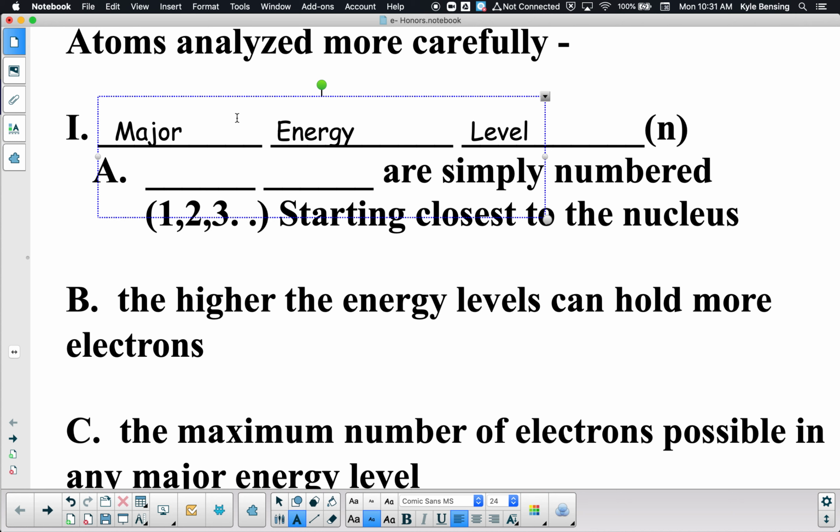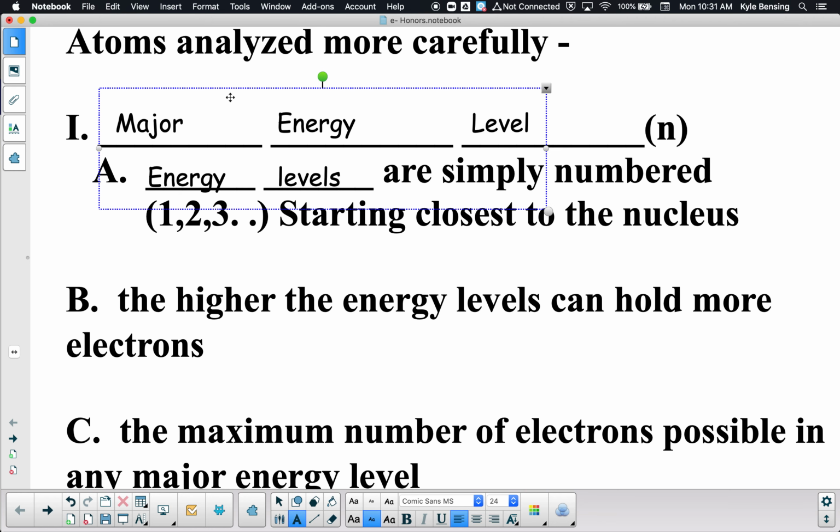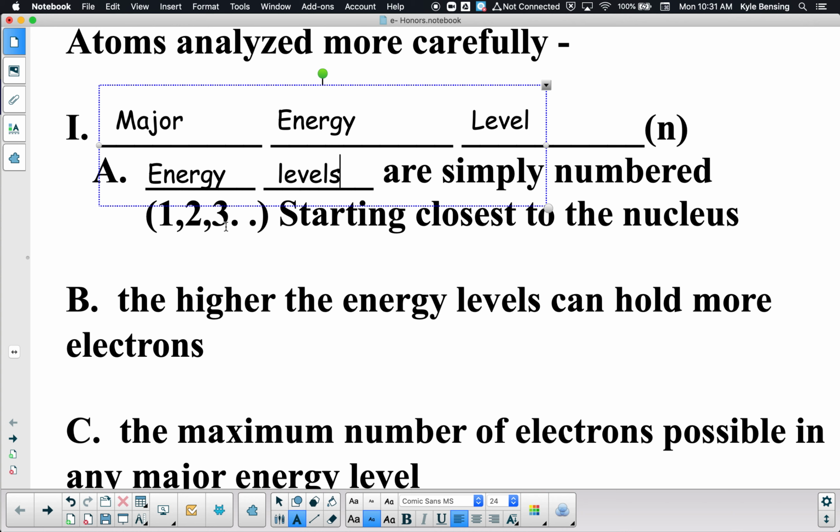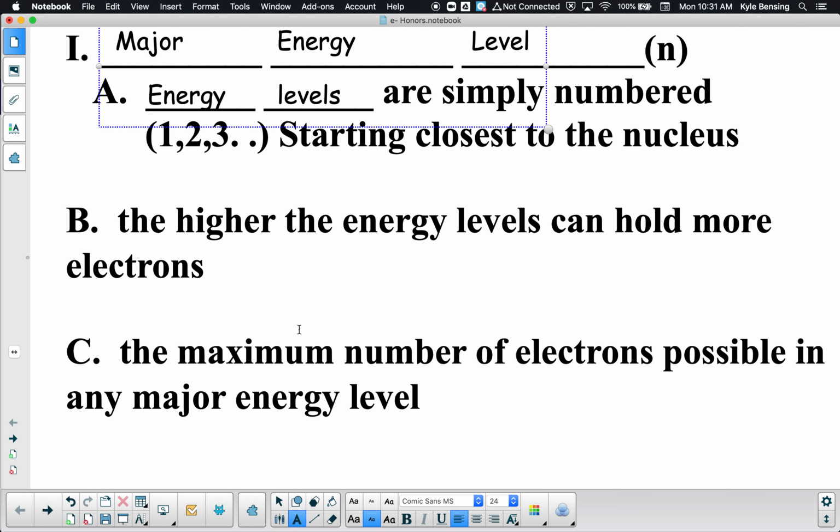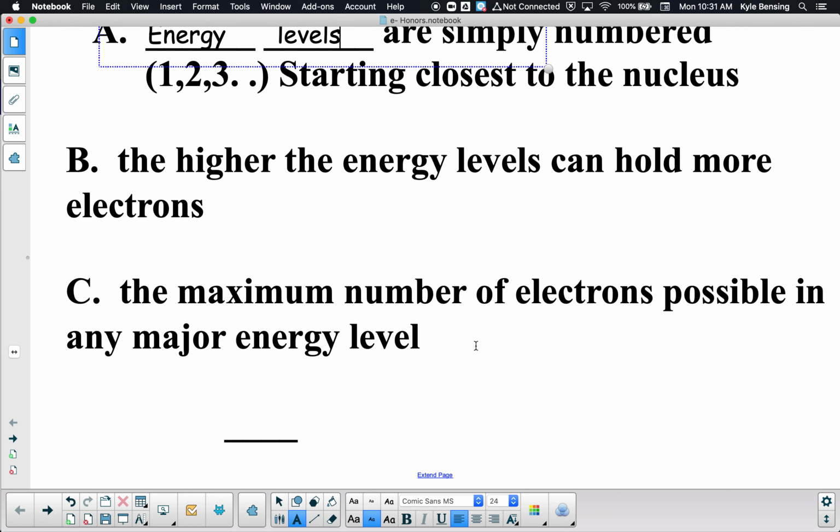So energy levels are simply numbered 1, 2, 3, 4, 5, 6, 7. So it goes 1 through 7, starting closest to the nucleus. The higher energy levels can hold more electrons. The maximum number of electrons possible in any major energy level is given by the formula 2n squared. So let me put this up here just like it's supposed to be.